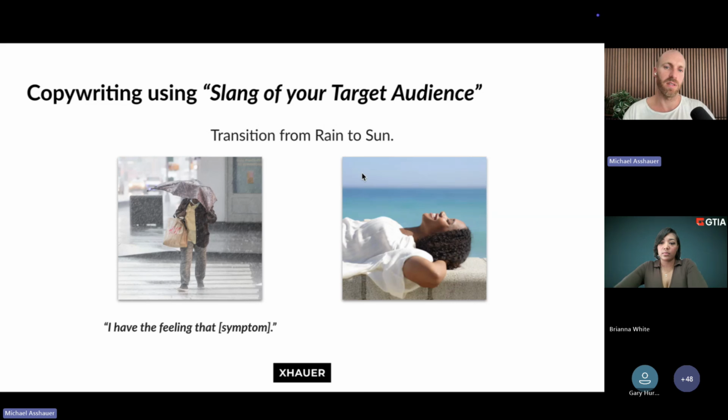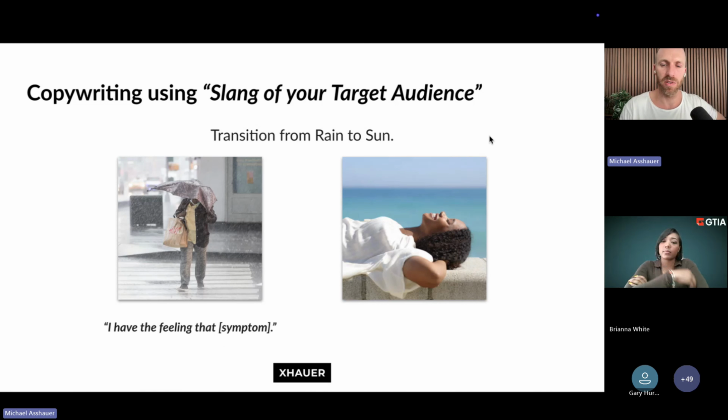Here's some help for you in order to articulate the rainy and the sunny situation. You can discover some of the rainy situations when you make use of this little sentence: "I have the feeling that," and then describe the symptom from the eyes of your target audience. Collect 10, 20, 30 of them, how they would describe the symptom in the slang of that audience. I have the feeling that.